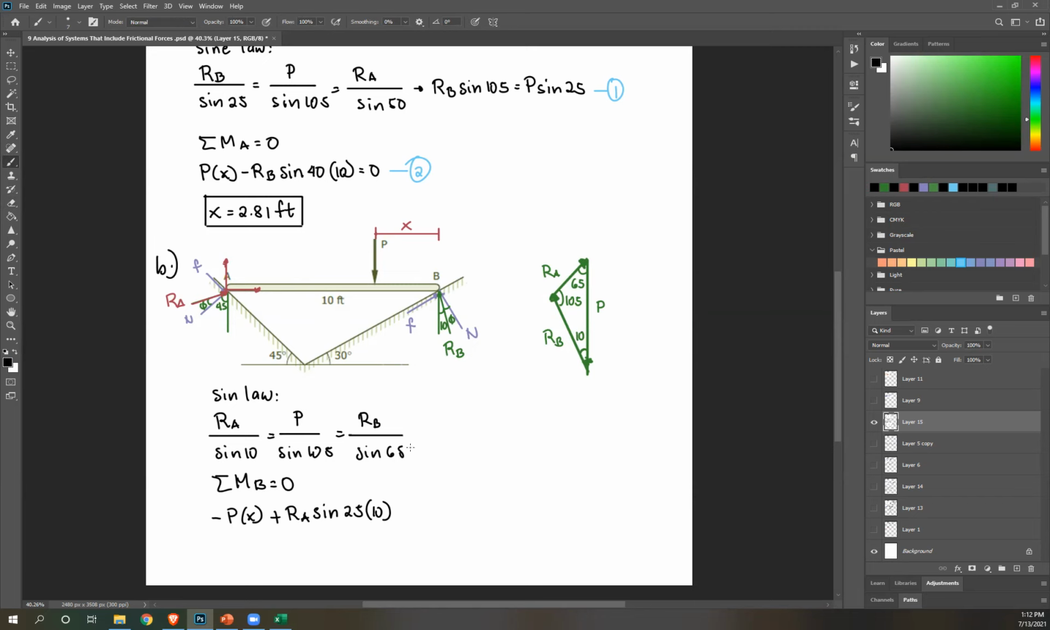And then once again, to get another equation relating P and RA, we use this. So RA sine 105 equals P sine 10. This is your equation 1. This is your equation 2. Using both equations, you can solve for x. So please solve what's x.